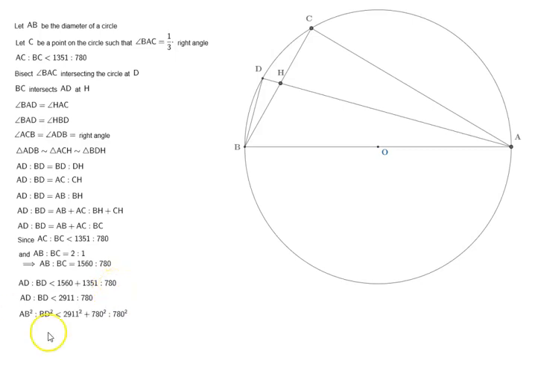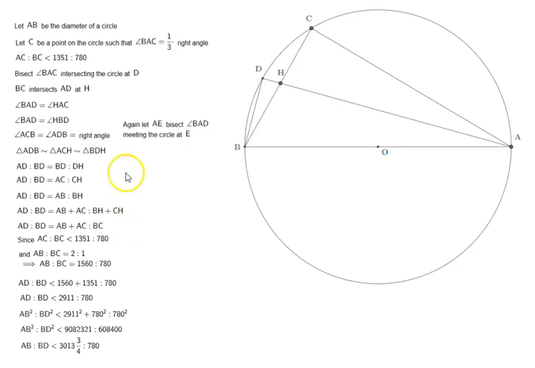Now squaring, we get AB square is to BD square is less than 2911 square plus 780 square is to 780 square. Simplifying it, we get AB square is to BD square is less than 9082321 is to 608400. And taking the square root of this, we get AB is to BD is less than 3013 3/4 is to 780. So we have arrived at this.